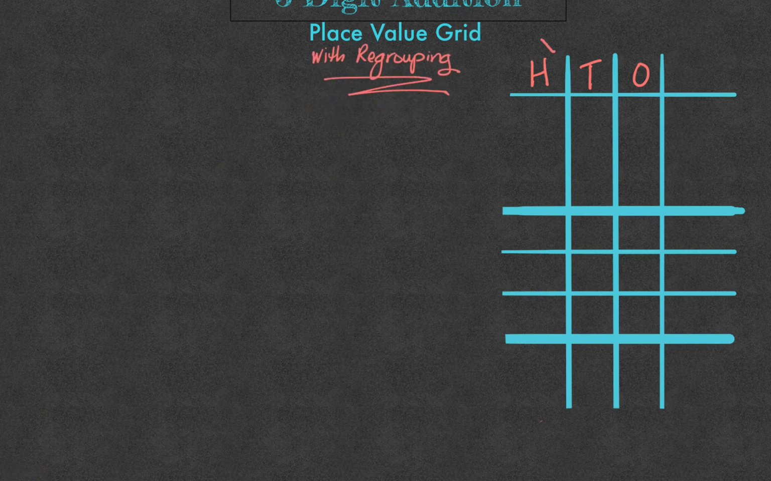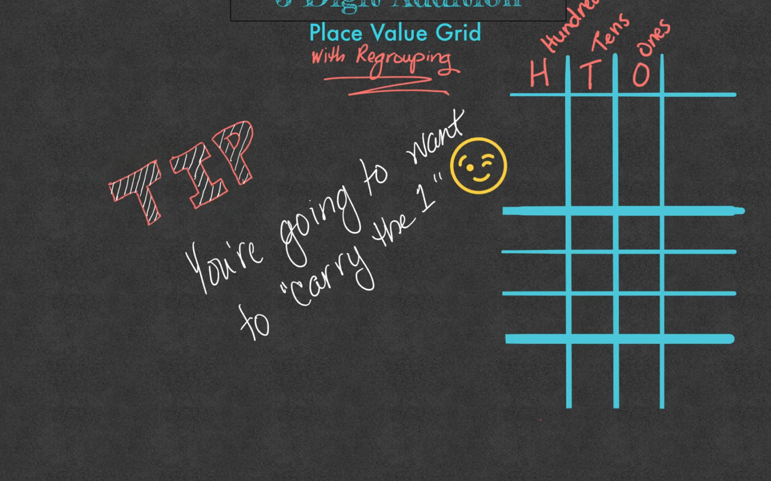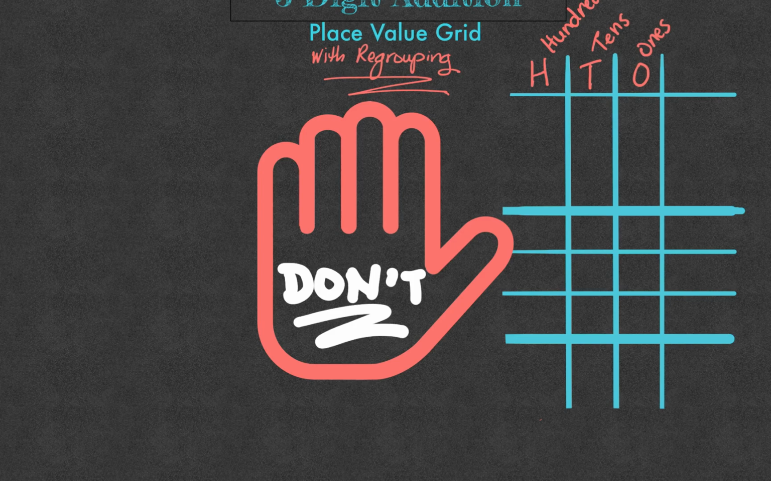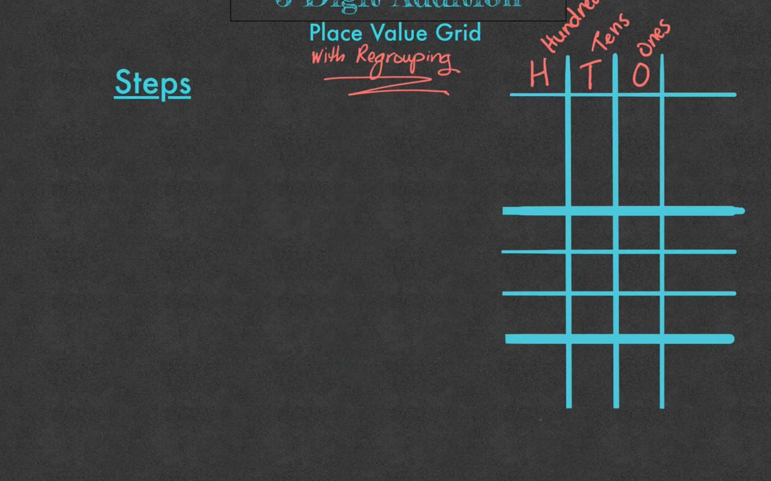In this family mini lesson, I am going to show you 3-digit addition using the place value grid method, and this is with regrouping. So we're going to set up our grid with the hundreds, tens, and ones column. Now here's a tip. You're going to want to carry the 1. I'm old school, I know this, but listen to me, don't. Instead, let me teach you the ways of my 3rd grade math people. We do this in steps.